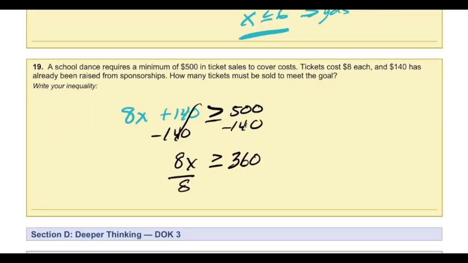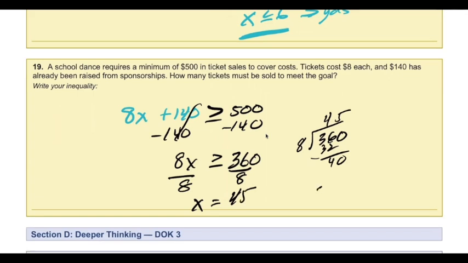Then we're going to divide by 8. 360 divided by 8. So that's 4 times 8 is 32. Subtract, 40. So 5. 45. So they need to sell at least 45 tickets. So they make their goal. Okay, so they must sell at least 45 tickets.